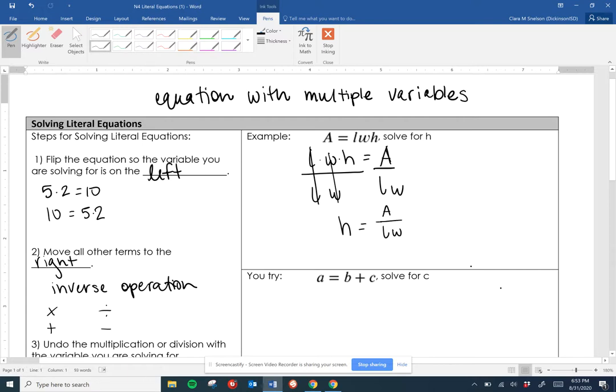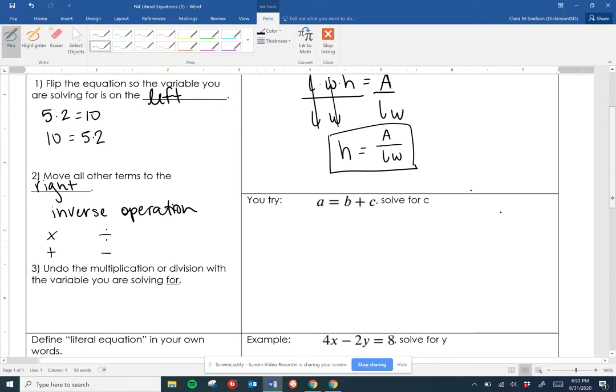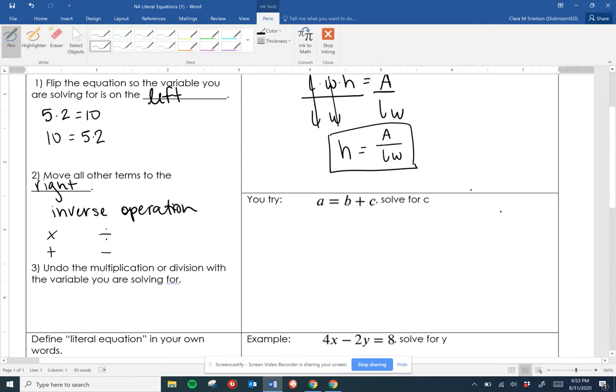And I know that I'm finished. I don't have any like terms that I can combine. I don't have anything else that I can simplify. So that is going to be my final answer. Sometimes there is one more step. If there had been a coefficient over here with this h, we would have needed to multiply or divide to get rid of that coefficient. Generally, we are going to divide by the coefficient.